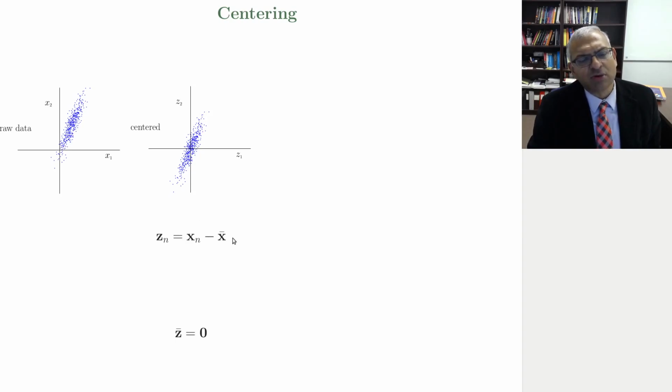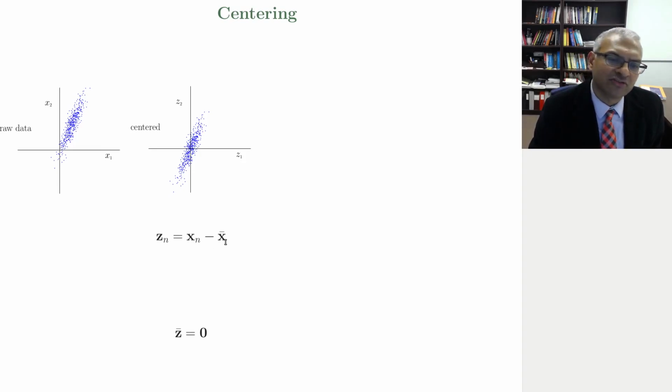And notice that this is a reversible transform. Given zn, as long as you remembered the mean x bar, you can recover xn. So there's no information loss. Now, if you look at the raw data, you'll see that it's off center. What that means is that the average data point is not at the origin, but for the transformed data, the average data point by construction will be 0, because the average of zn is the average of xn minus the average x, which is the average of xn. So that's average minus average, which gives you 0. This is a very easy transform, basically no downside. So from now on, we will assume that we've centered the data.